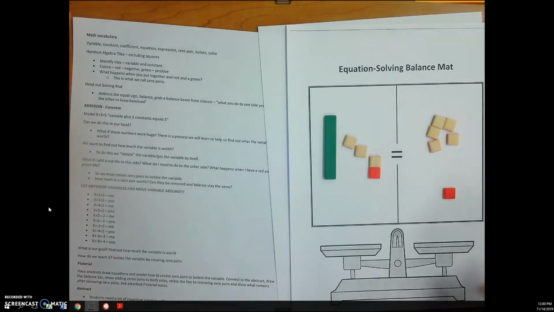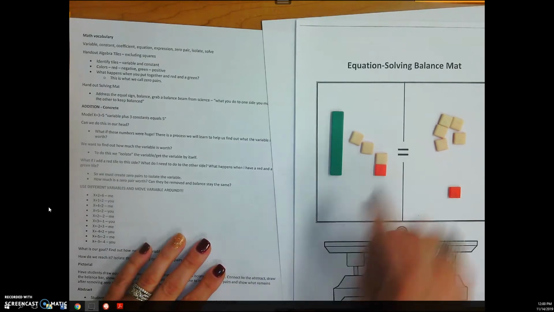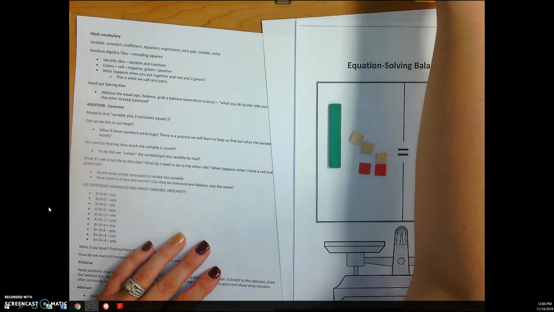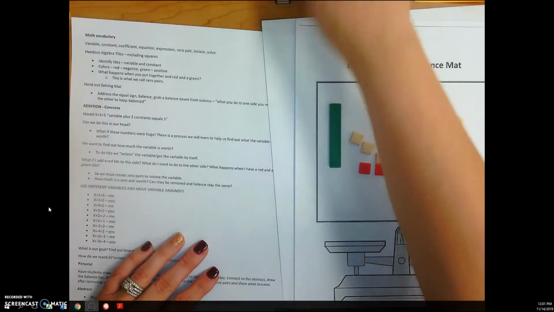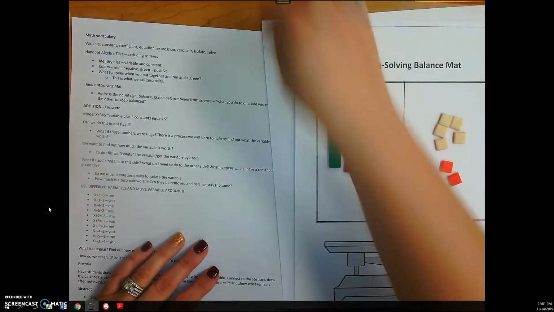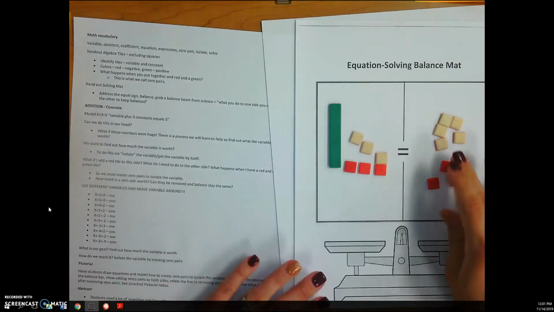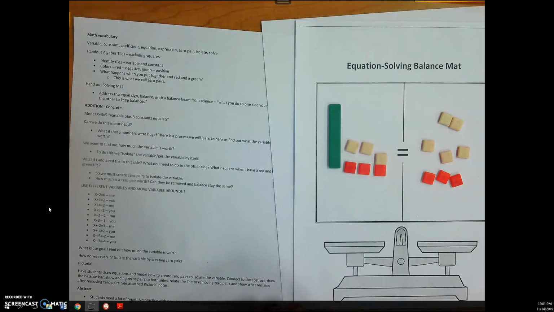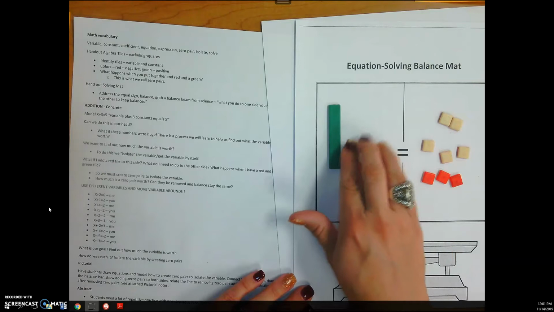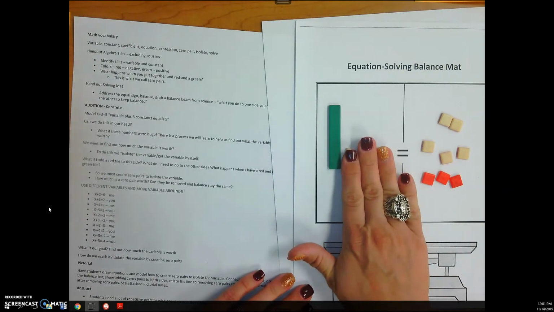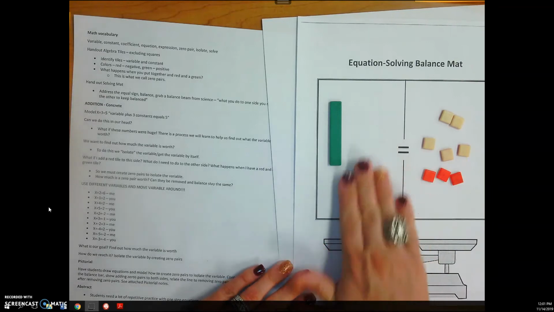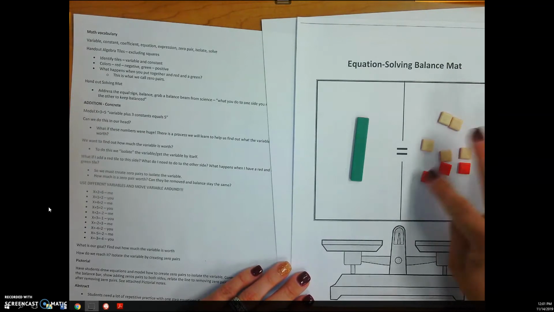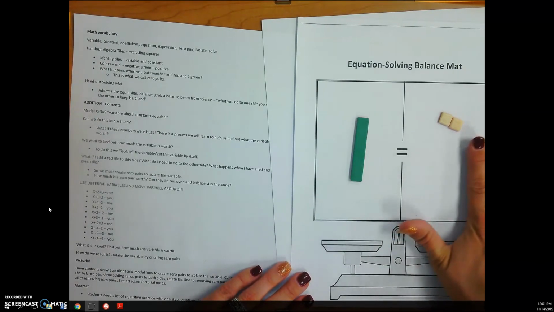So I want to continue to do that to create 0 pairs to where this variable is isolated. So I'm going to add another red on this side, and then a red on this side, and then a red on this side, and then red on this side. So in doing that, now we've created 3 sets of 0 pairs. So if I take these 3 0 pairs off, does anything happen to our balance beam? No, because they're worth 0, right? So now is our variable isolated? Absolutely. And then on this side we have some 0 pairs too, and we are going to take those off.